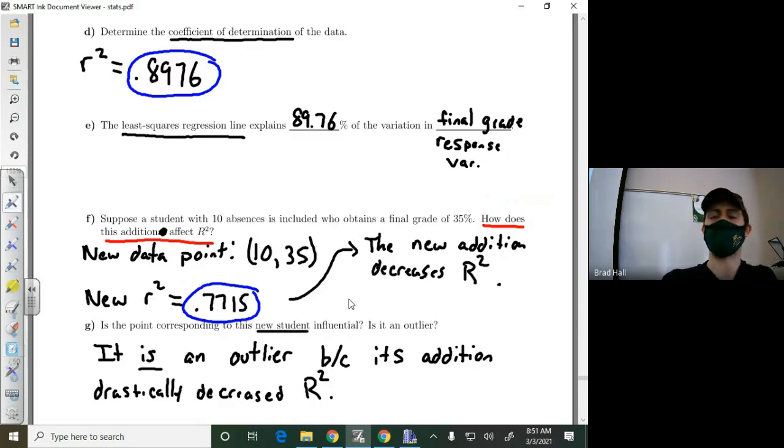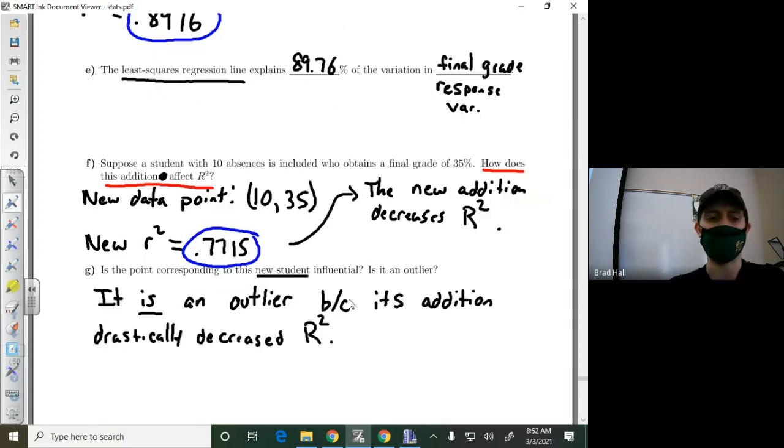If r squared, though, decreases, that means that line is less helpful to us in terms of predicting values. So this outlier truly is detrimental, because as soon as it's included, we just lost over 10% of certainty from going from 89-ish% to 77%. We lost over 10% of certainty in our line by the addition of one new point.